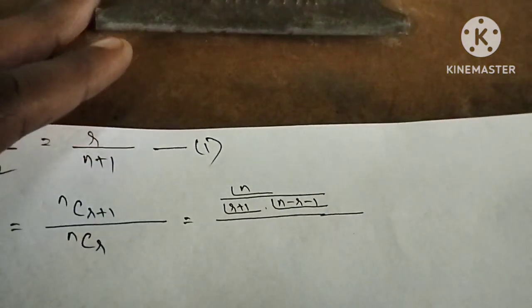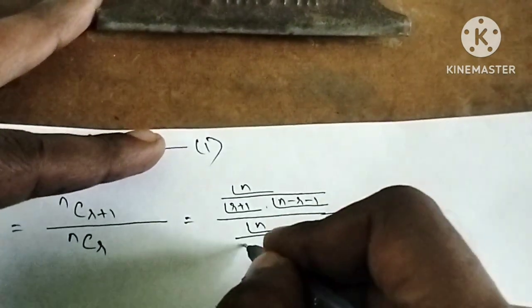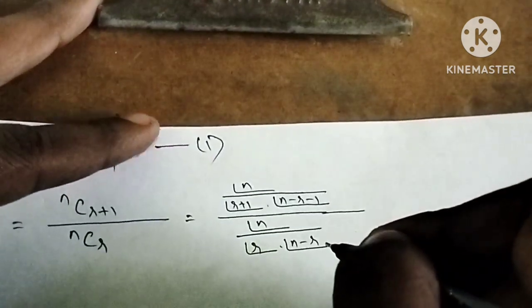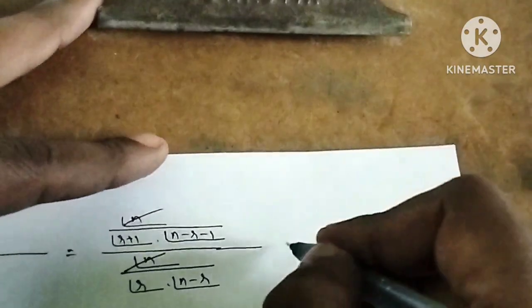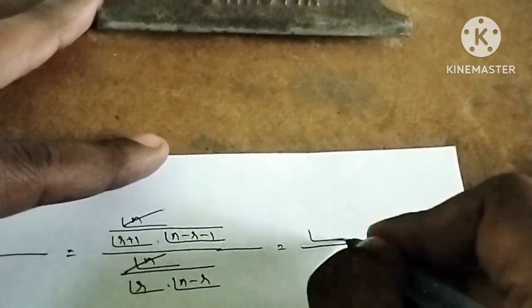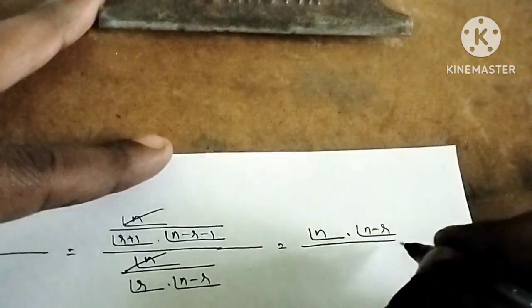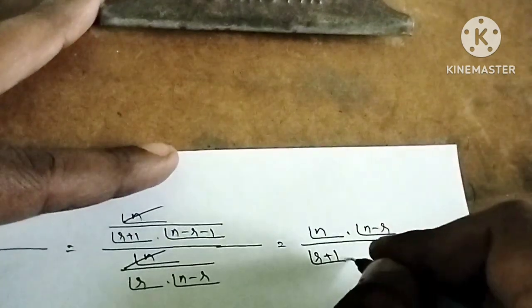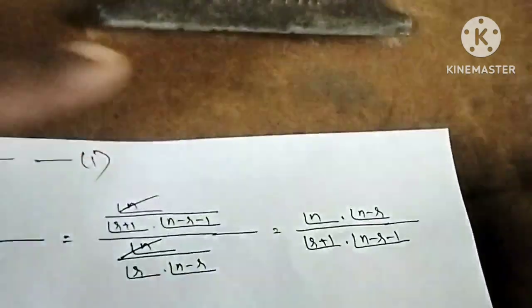Okay, and in the denominator n factorial by r factorial into (n-r) factorial. Okay, so these two will cancel each other, this will go up: n factorial by (n-r) factorial, by (r+1) factorial into (n-r-1) factorial. Clear?